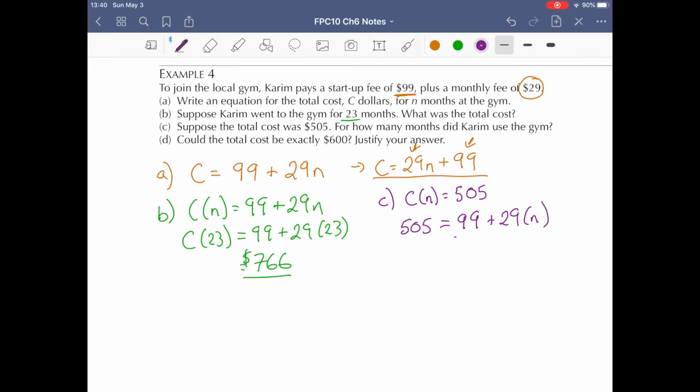So I subtract 99 from both sides. 505 subtract 99 is equal to 406. It's equal to 29 times the number of months. Divide both sides by 29. And I get 14 months.